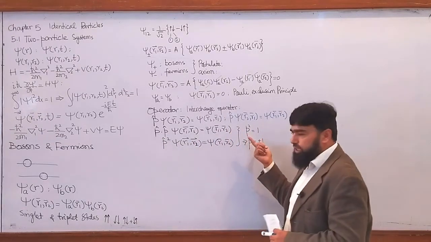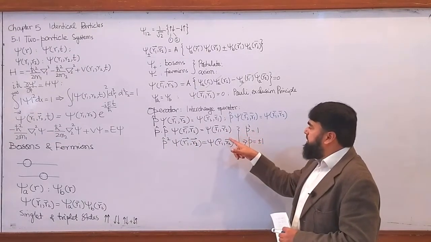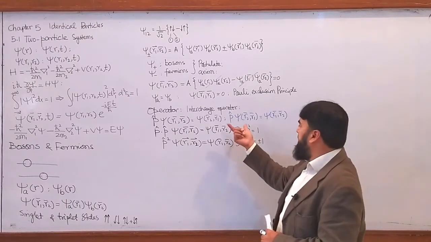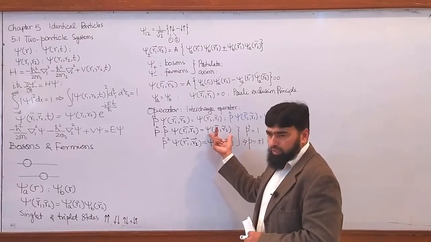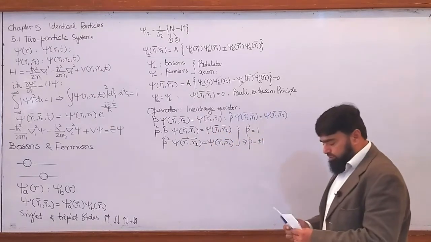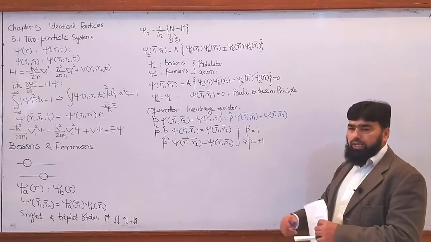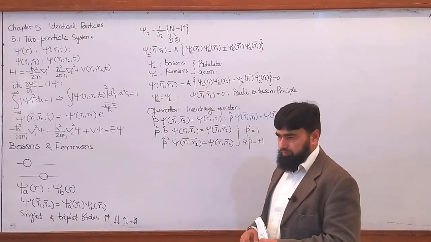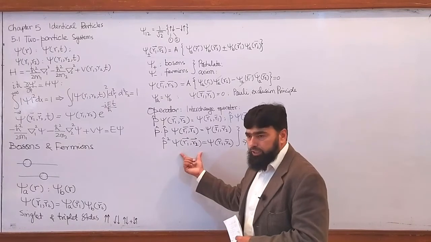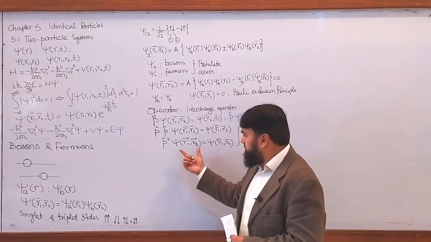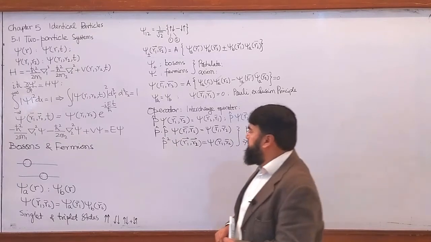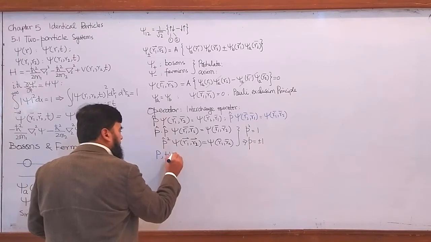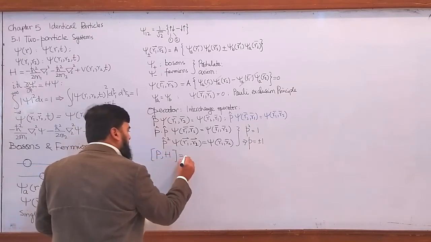It changes the coordinates, and if I apply it again, it will change those coordinates again and I will get them back. Clear? So for this P, I can write that when particles are identical, then this P commutes with H. H is the Hamiltonian.